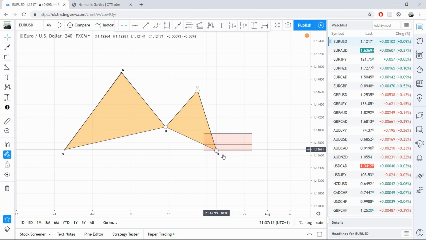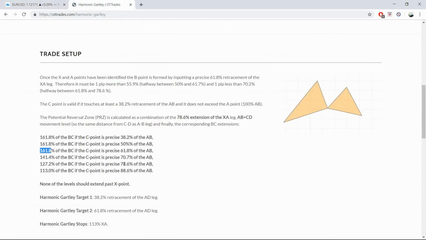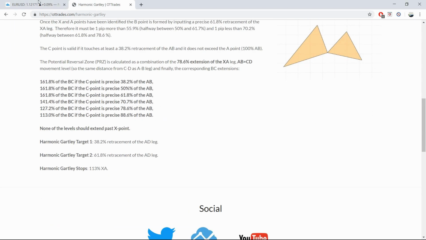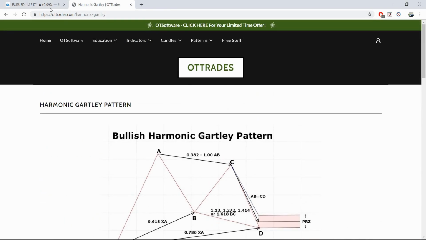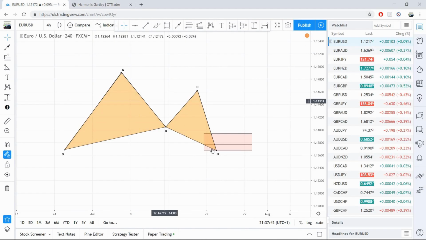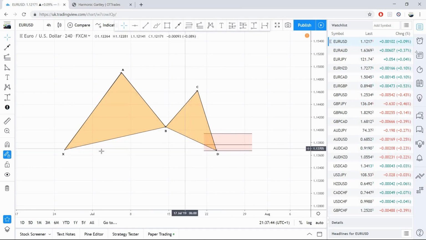Out of these three, we're looking for price to hit the lowest point, conventionally anyway. Now to look to enter a trade on this, none of the levels should extend past X, which we don't have any of the levels extending past X here. That's close, but I haven't done this to scale, which is why you should get the software, because it's not as subjective as this.